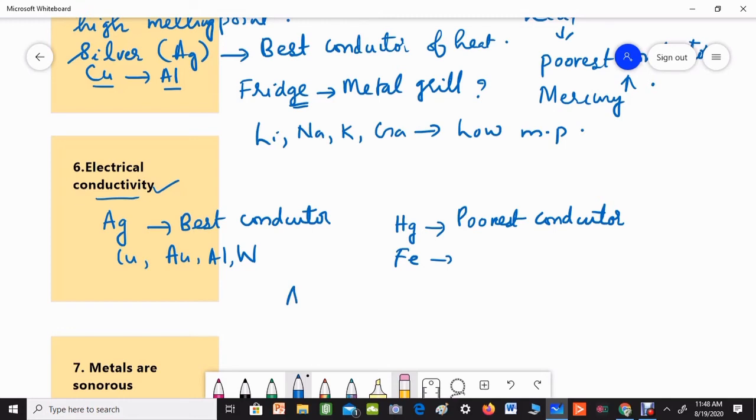Now, silver is the best conductor, then comes copper, then gold, then comes aluminium, followed by tungsten and then mercury. Copper and aluminium, being cheaper than silver and gold, are used for making electrical wires.